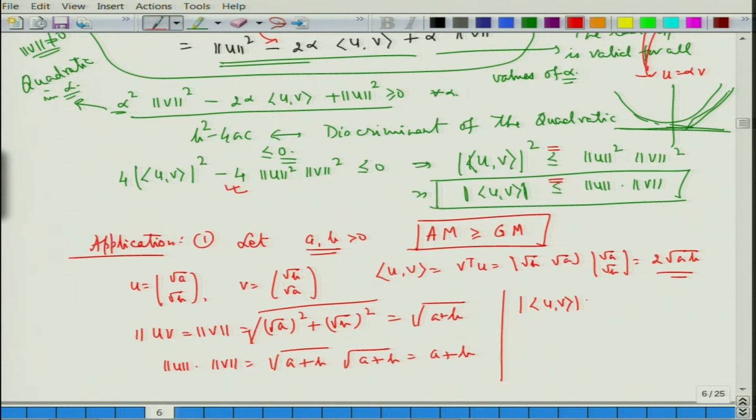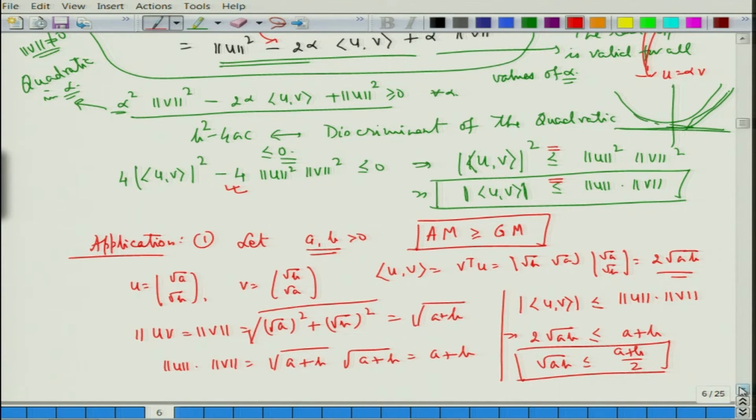This, when I say is less than or equal to norm of U into norm of V, what we get here is that 2 times the square root of AB is less than or equal to A plus B, which is what the AM-GM inequality is. The AM-GM inequality says the square root of AB is less than or equal to (A plus B) upon 2, alright. So we have proved the AM-GM inequality, fine. So this is what you have to look at.